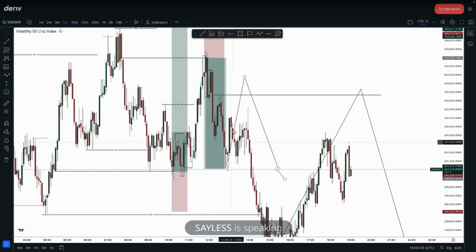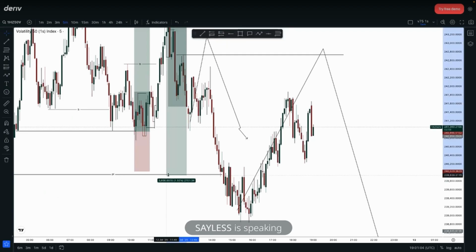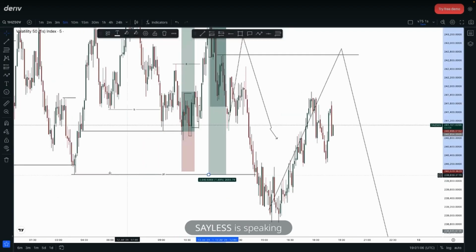You can see that it reacted to it, and what happened? Because this break of structure that happened here is older, or should I say stronger, than this one, it managed to overcome it, and it went all the way down to that protected low, and now it has violated the protected low. Cool. So now that it has violated the protected low, what next?